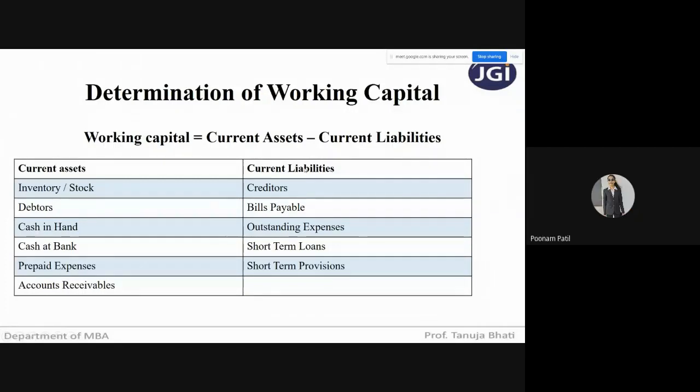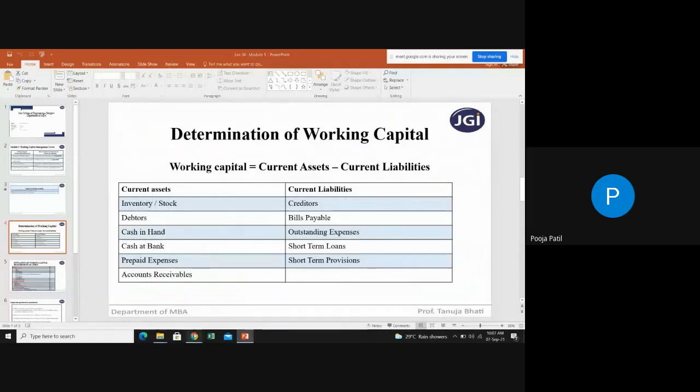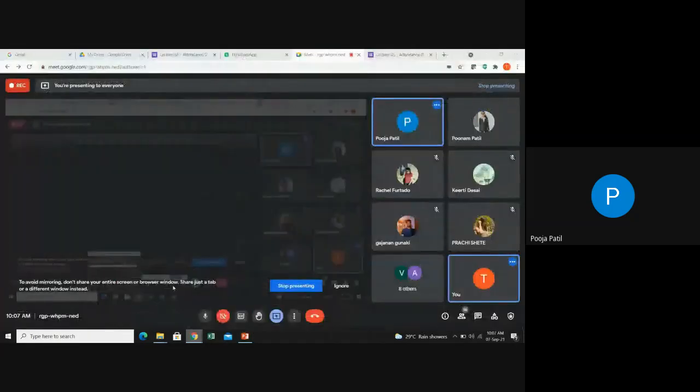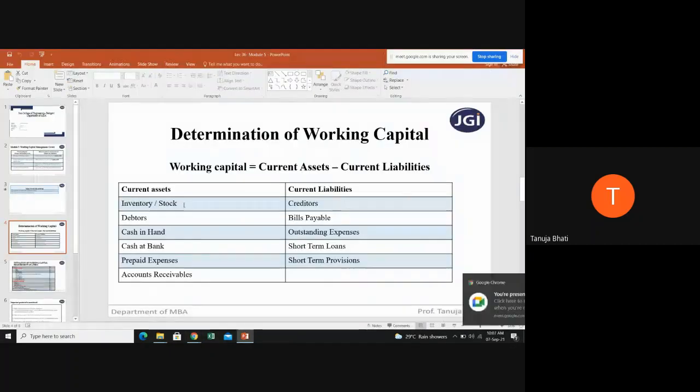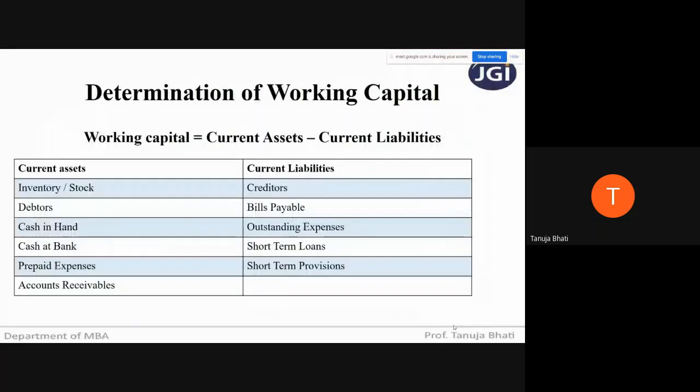Ma'am, screen is not visible. It's visible. So now, is it visible? Is this presentation visible to everyone? Yes, ma'am. Okay, then let us continue.